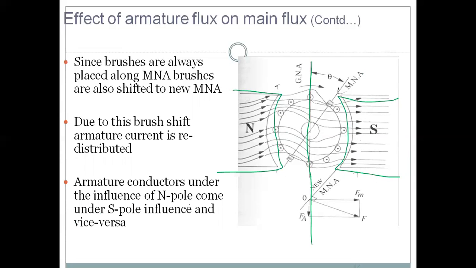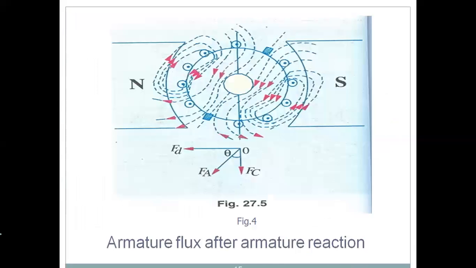Armature conductors under the influence of the north pole come under the south pole influence and vice versa. You can see previously this conductor, when this is the MNA axis, is under the influence of the south pole. By shifting this MNA axis, the same conductor is now influenced by the north pole. This is how the flux is happening because of armature flux after armature reaction.